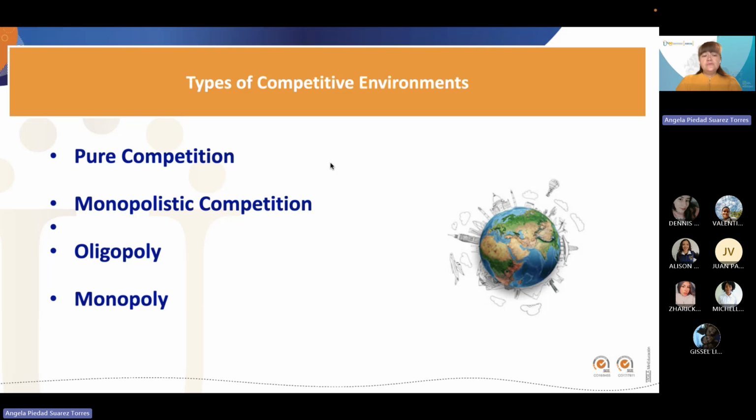So when you go to the market, you're going to find this monopolistic competition. You're going to find similar products with some differences that make, of course, the difference on the market and make the consumer decide from one to another. So that's the case of this monopolistic competition.